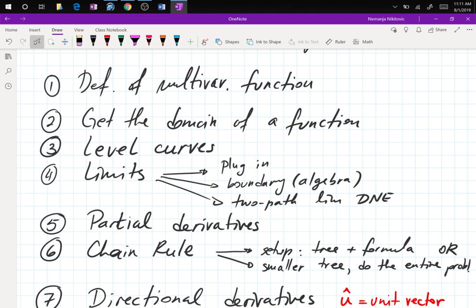Limits. Limits have the basic limits where you can just plug in the value, you get a value back, and you're done. So those are the easy ones. The boundary problems are the ones where you can factor and you can rationalize and you can do some of those algebraic manipulations, and stuff usually cancels, and then you're able to plug in and solve the problem. And finally, the 2-path limit does not exist. Well, it doesn't have to be 2-path. You can do y equals mx squared, y equals m root x, and so on.